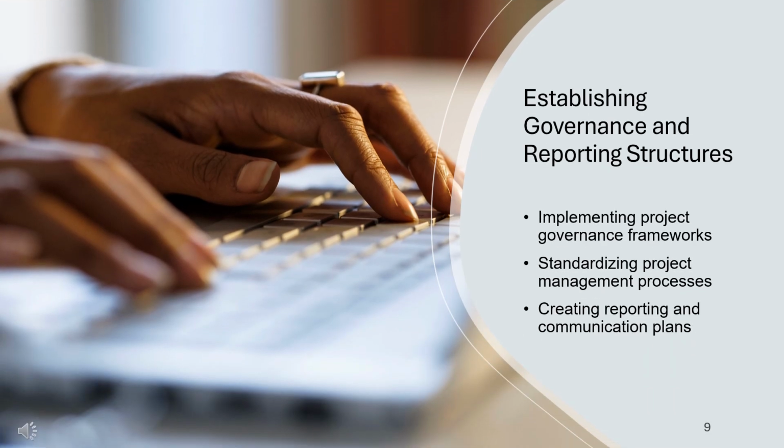Establishing robust governance and reporting structures is critical for ensuring the PMO operates effectively and delivers value to the organization. Governance structures define how decisions are made, who is responsible for what, and how project performance is monitored and reported. This includes setting up processes for project selection, prioritization, and approval. It's important to establish clear reporting mechanisms to track project progress, performance, and compliance with project management standards.